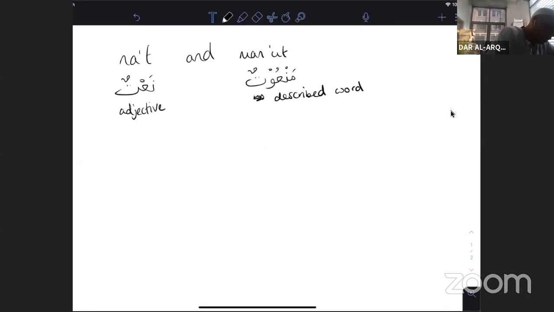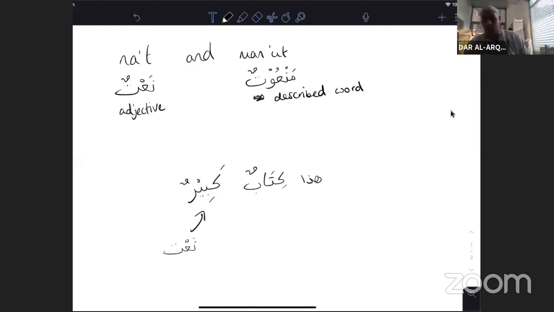Let's write an example of an adjective in a sentence. I'll say هذا كتاب كبير. هذا كتاب كبير. So this word here is the na'at, is the adjective. One interesting thing in Arabic is that the adjectives come after the word, whereas obviously in English it comes first, like the big cat, for example.